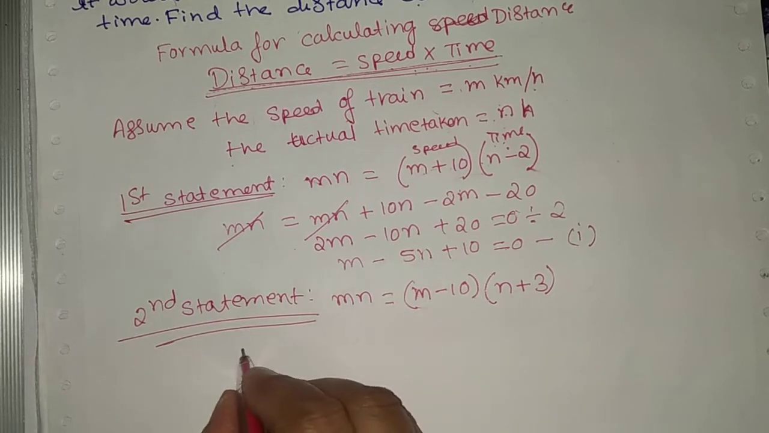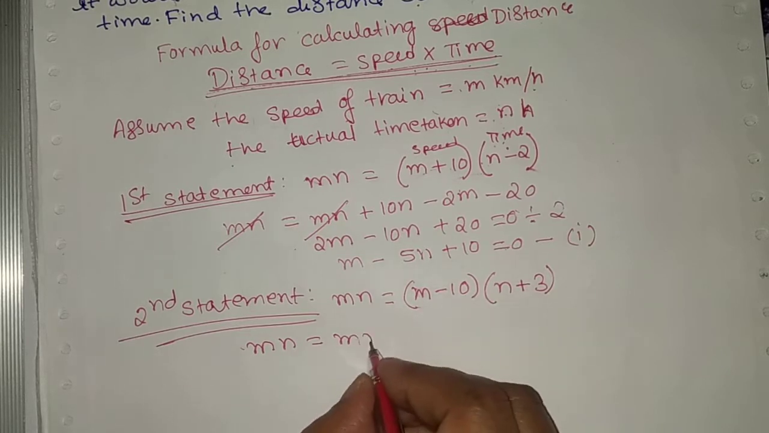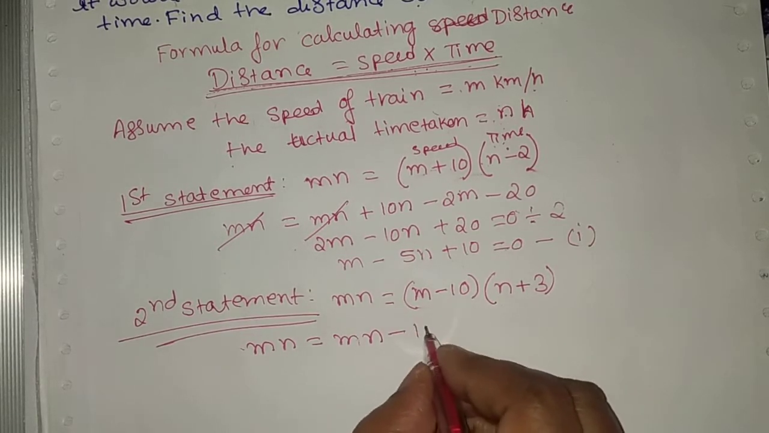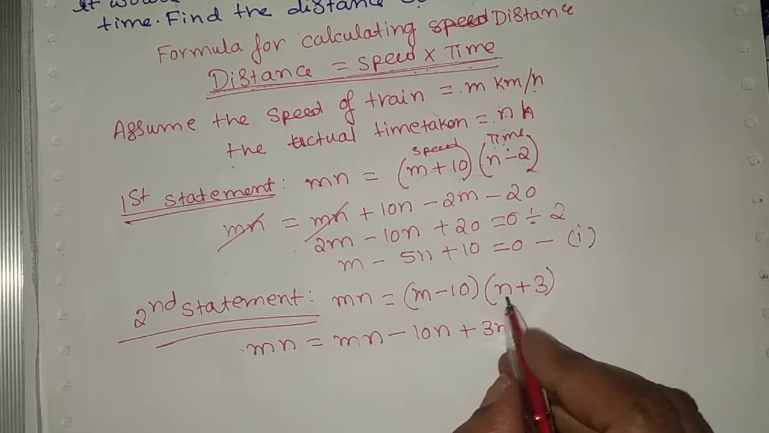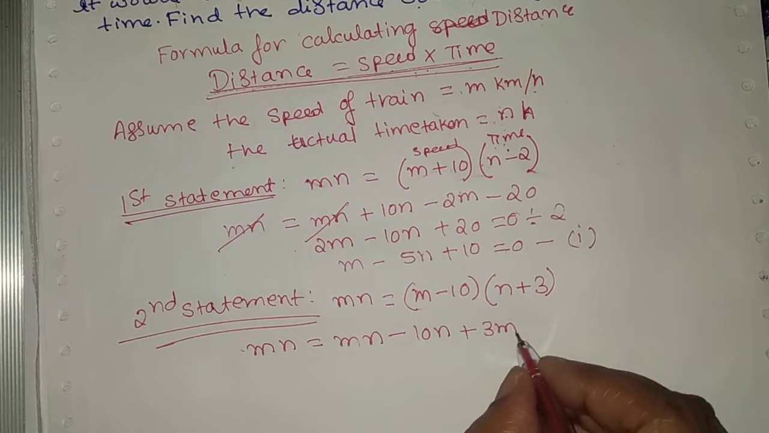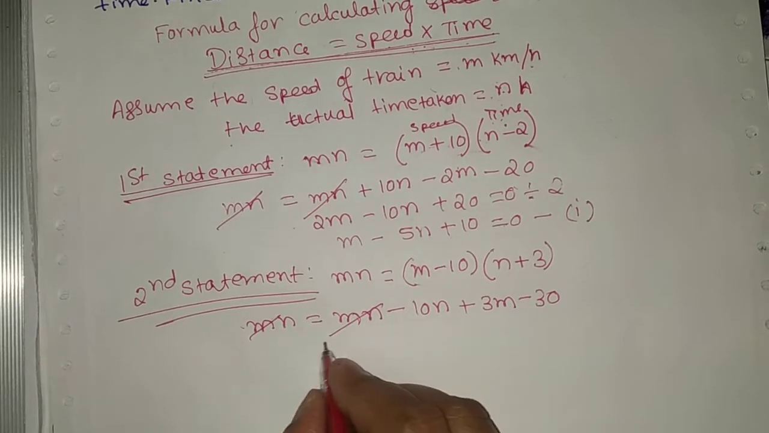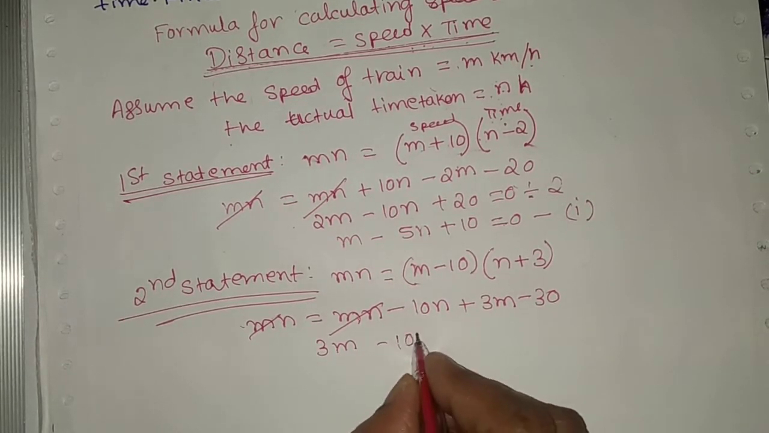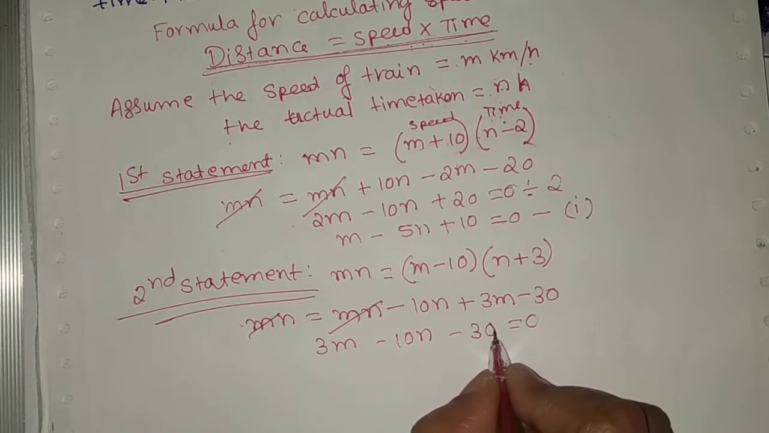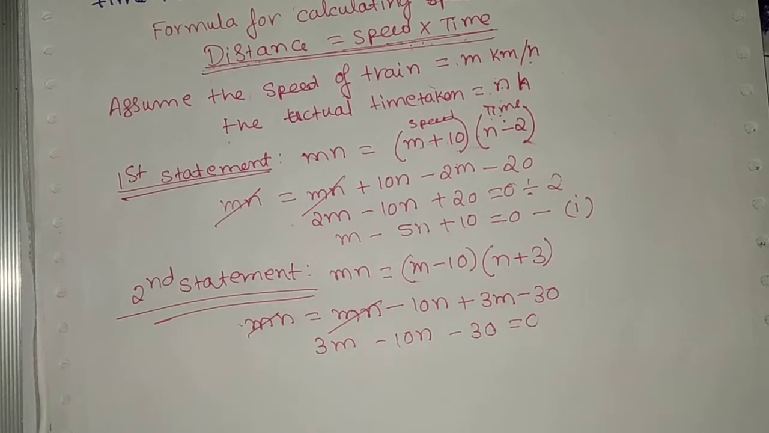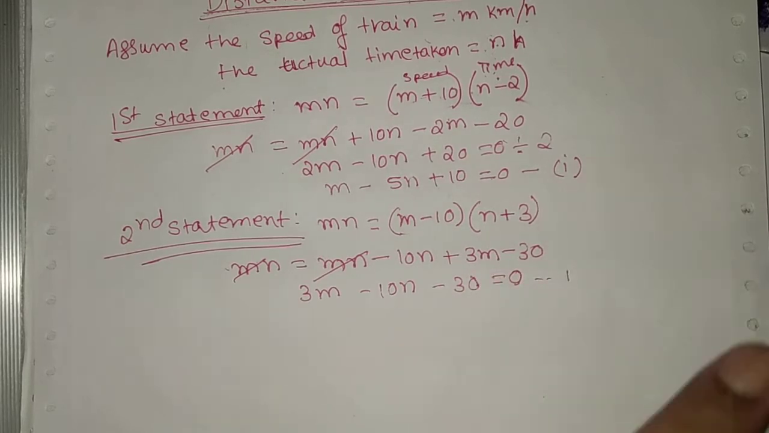Now we have to simplify this. mn is equal to mn plus 3m minus 10n minus 30. So we cancel mn and get 3m minus 10n minus 30 is equal to 0. We could divide this also, but that is not necessary, so we'll take this directly as equation 2.